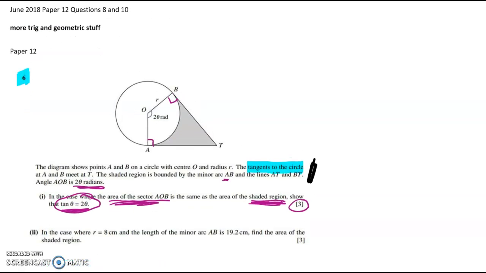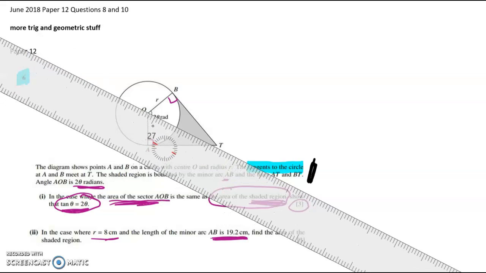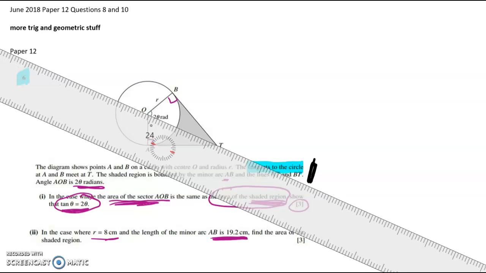Then the second part is to say that when we've got a specific value of r and we know the length of the arc is 19.2 centimetres, then we have to find the area of the shaded region. So that's not going to be too bad because we've already figured out the area of the shaded region back here. So what I'm going to do now is draw a line on here to split this kite up into 2 triangles.